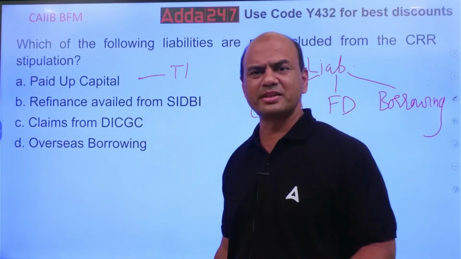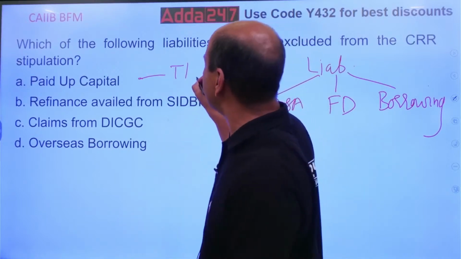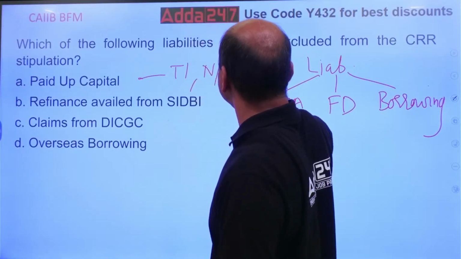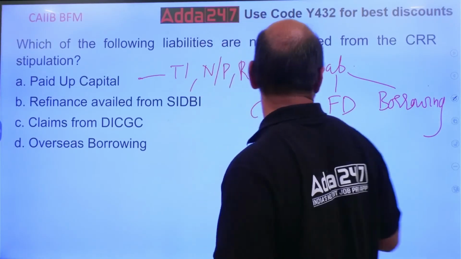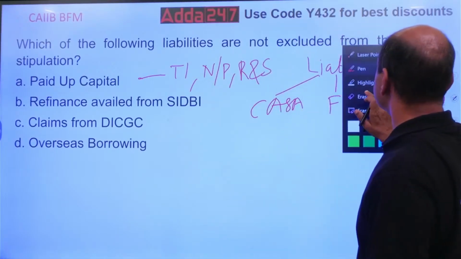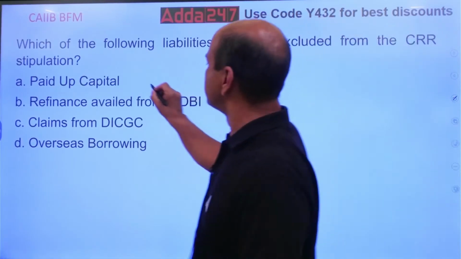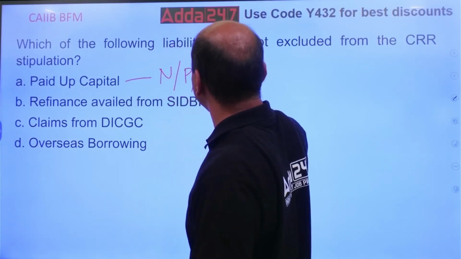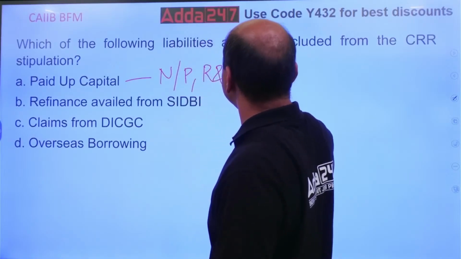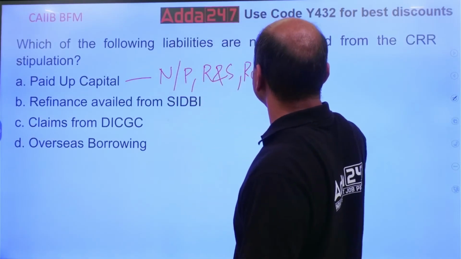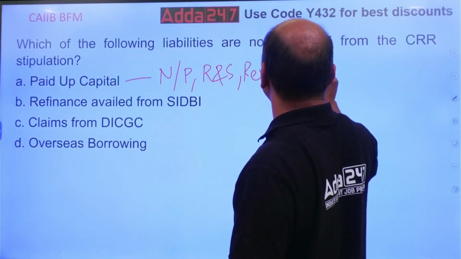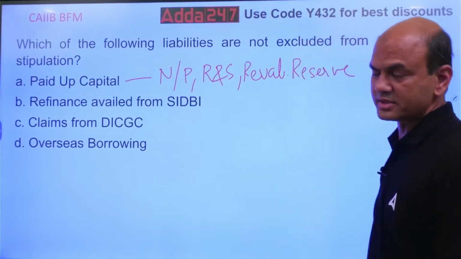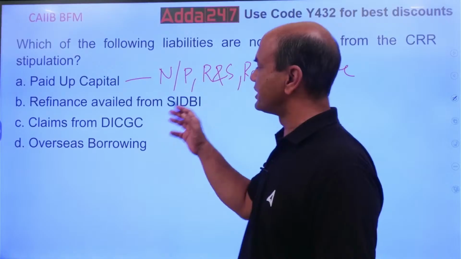Coming back to this point, paid up capital, tier 1 capital. Similarly, reserves and surplus, here there are 2-3 parts. Net profit, reserves and surplus, R&S, revaluation reserves. These are a part of your tier 1 capital. So these are not included in your CRR calculations.